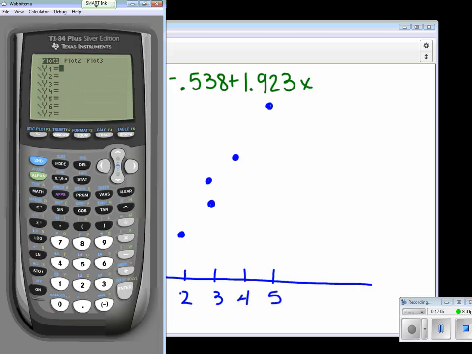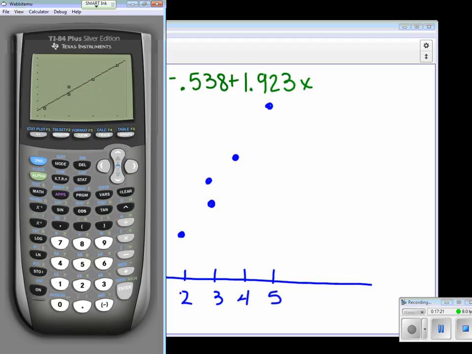I'm not sure why it's doing that. Okay, so I have negative 0.538 plus 1.923x. And we'll graph it right on there, and we should see the line of best fit coming right through our points on the calculator.